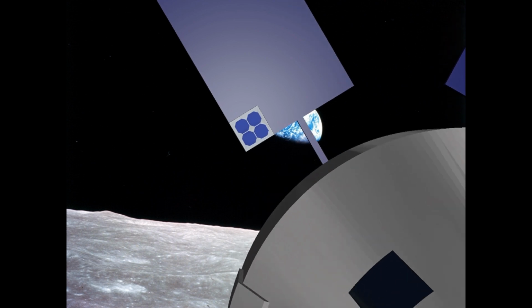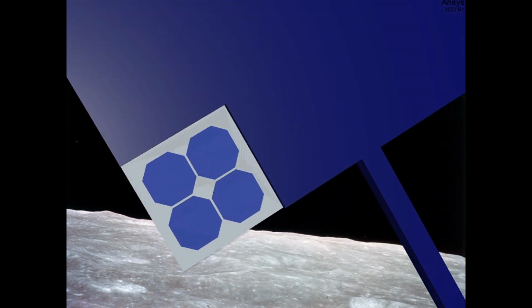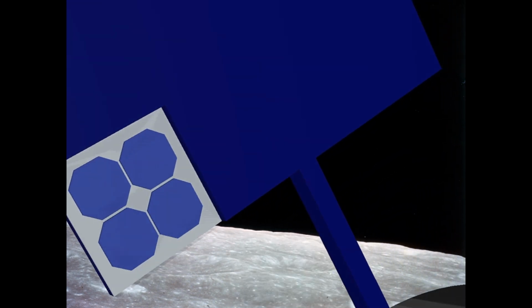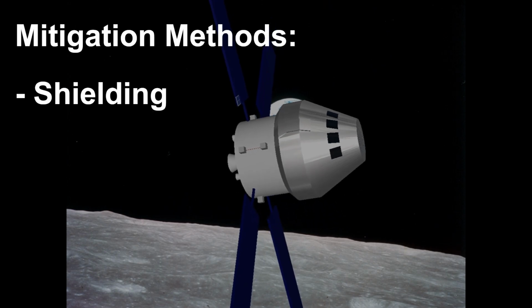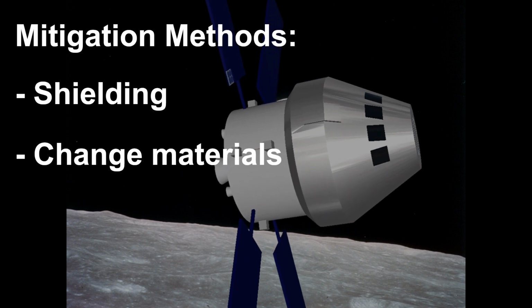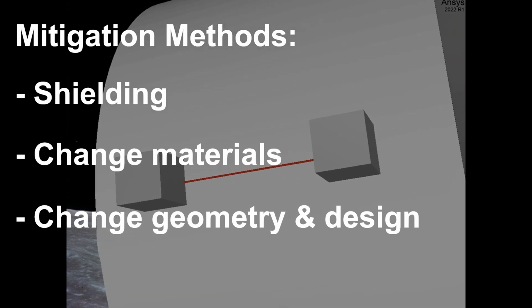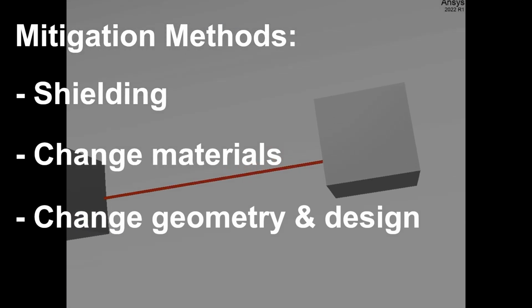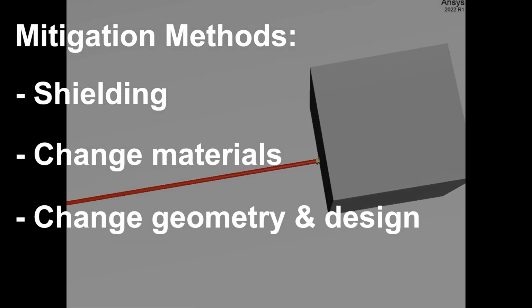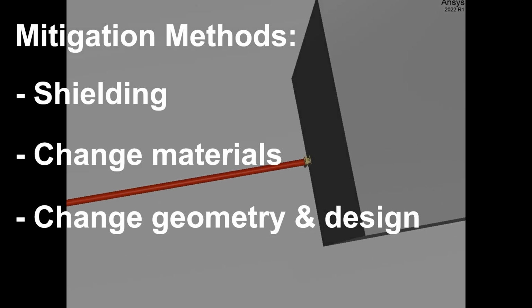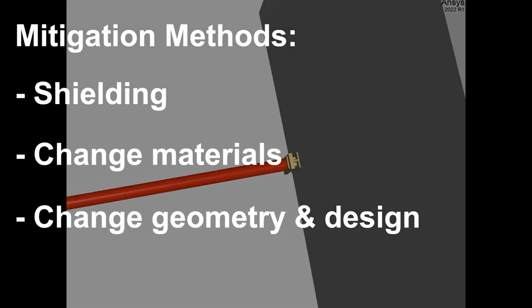Think of the solar array of a satellite and the dielectrics present there being at risk of charging up due to deep dielectric charging. One of the ways we can mitigate this is by adding some shielding, for example, or we can also change the materials that we're using to be able to dissipate that charge that builds up in the system, or we can work on the component geometry and design to make sure we can minimize electromagnetic fields that are building up inside the system.